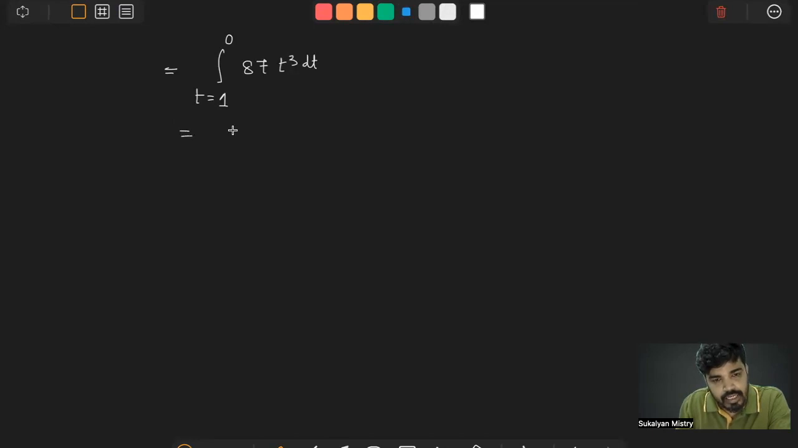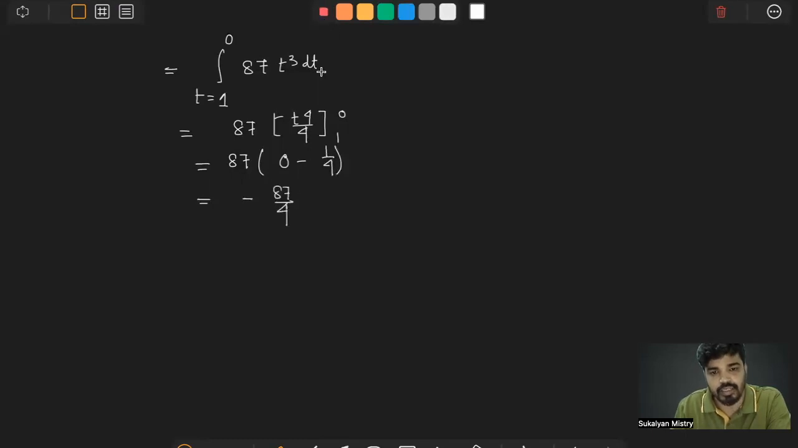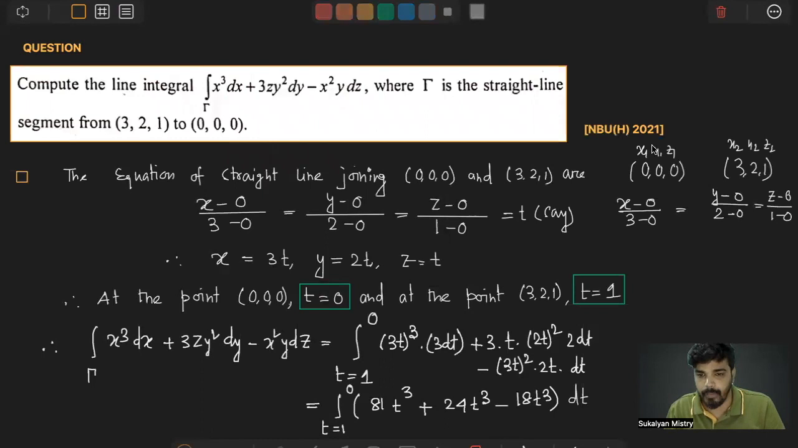So that is integration of 87 t cube, that is t to the power 4 by 4. Limit is 1 to 0. Okay. So if we put the upper limit, that is t is equal to 0, and the lower limit, that is minus 1 by 4. So that is minus 87 by 4. This is the answer. I think it is clear. So just apply this concept.